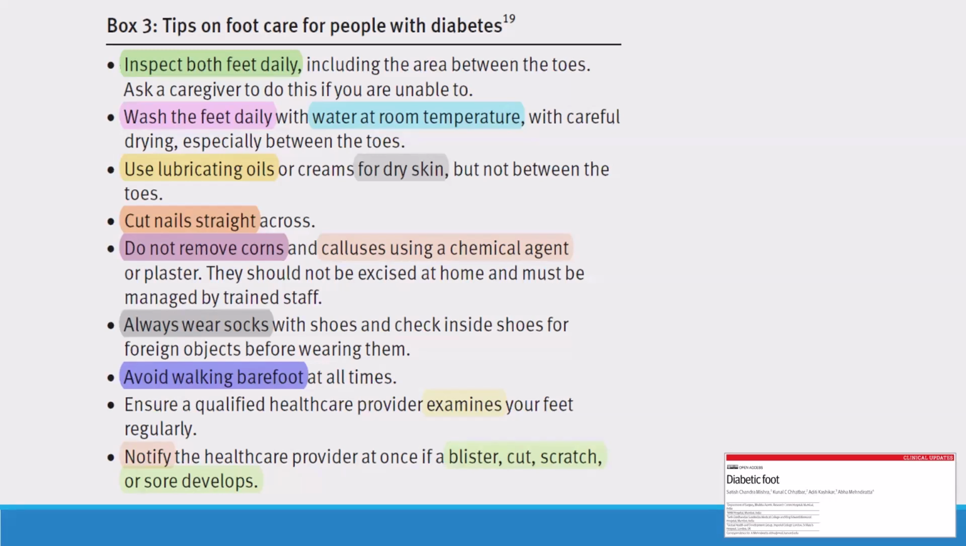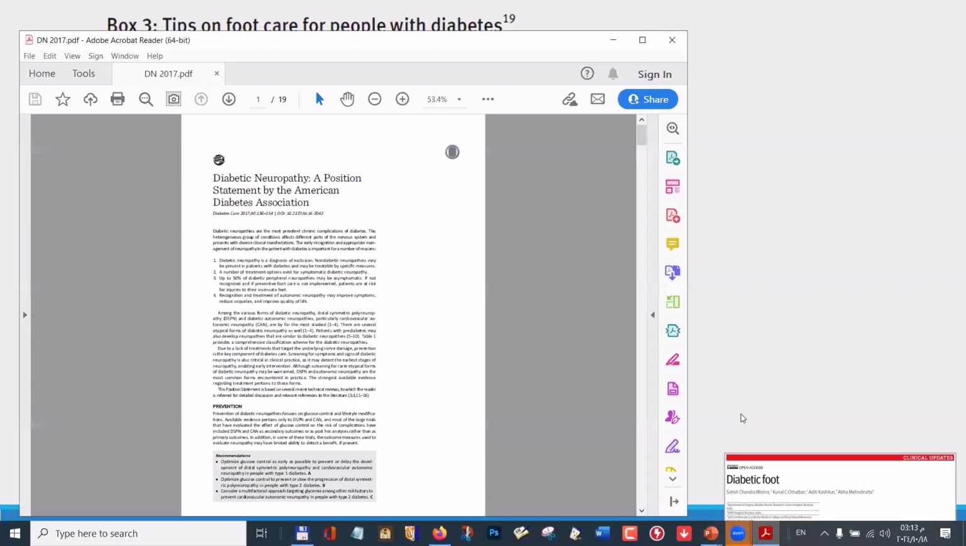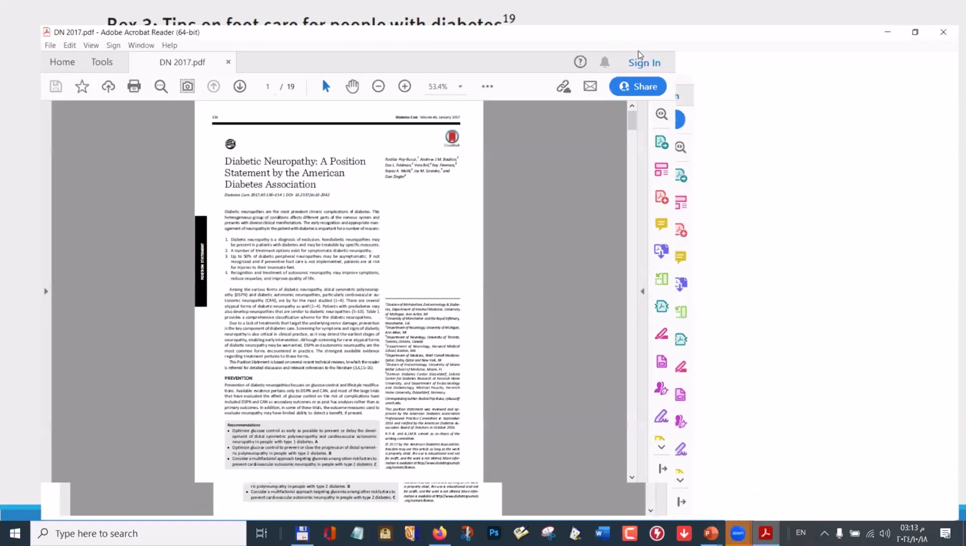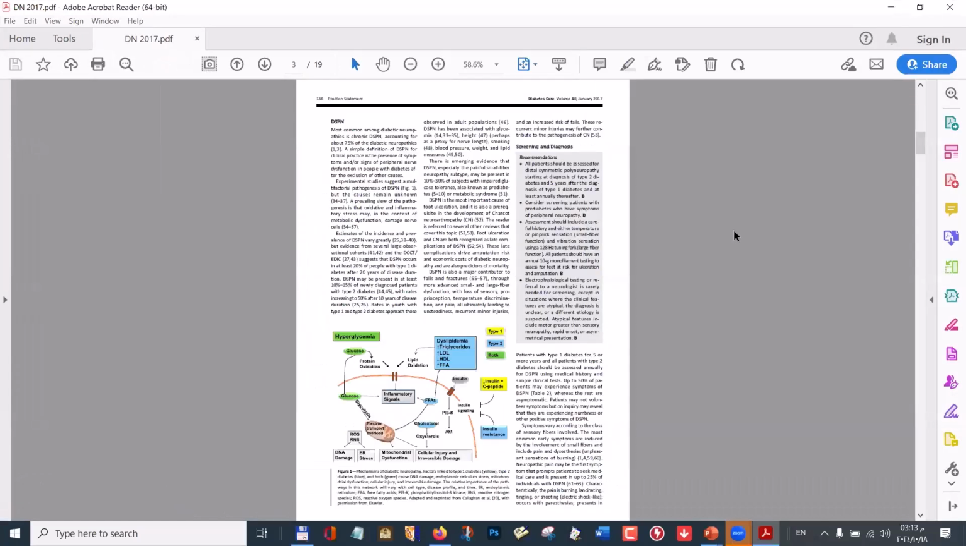We should ensure a qualified healthcare provider examines your feet regularly. We should notify the healthcare provider at once if a blister, cut, scratch, or sore develops. This is mandatory and essential to avoid foot ulcer. And actually, Dr. Hossam Hosni, I think this is the reference I already used: the diabetic neuropathy recommendation by the American Diabetes Association.